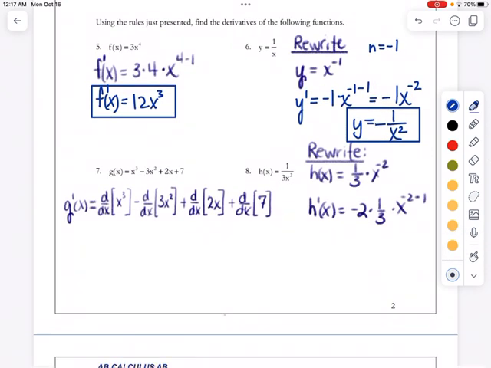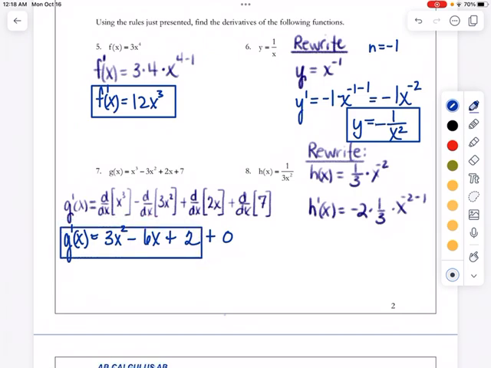All right, then we have g of x is x cubed minus 3x squared plus 2x plus 7. We have this rule that says we can go from term to term and take the derivatives. So we get g prime of x is equal to the derivative of x cubed, which is 3x squared, minus the derivative of 3x squared, which is 6x, plus the derivative of 2x, which is 2, plus the derivative of 7, which is 0. That plus 0 isn't going to be anything, so this will be our answer.